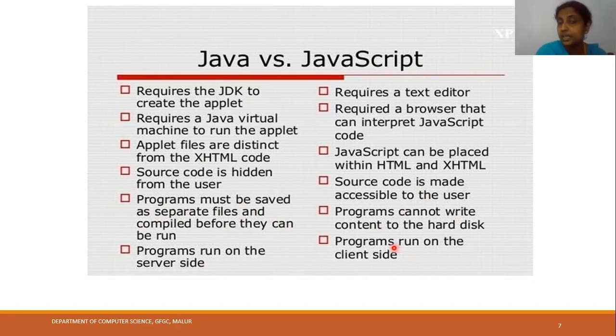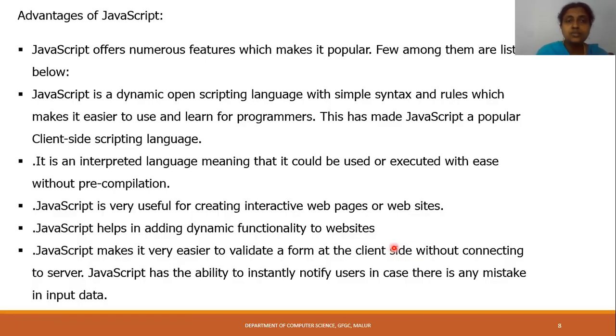Understand, JavaScript is nowhere related to Java. Java is a programming language. JavaScript is a scripting language. Java is an independent programming language. JavaScript will be embedded with any of your HTML, XHTML, or XML documents. So some of the advantages of JavaScript are, it is a dynamic, open scripting language with very simple syntax and rules. Another point is that it is a client-side scripting language. Once again, it is an interpreted language. Interpreter means line-by-line coding will be translated from user understandable language to machine understandable form.